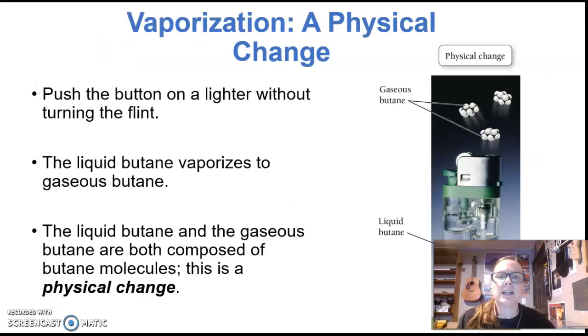If you look here at vaporization, so this here is a lighter. You have liquid butane in the lighter. If you just push the button here without lighting it, your liquid butane will escape into the air into gaseous butane, but it is just still butane. This is an example of a physical change.